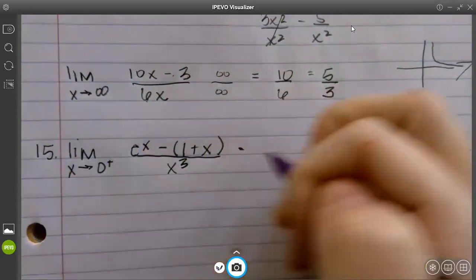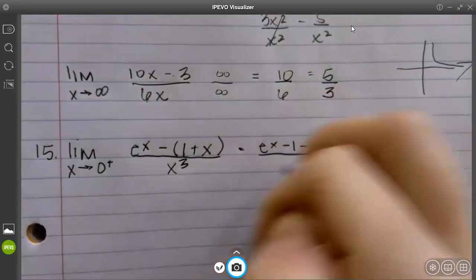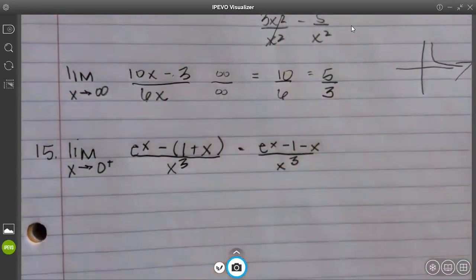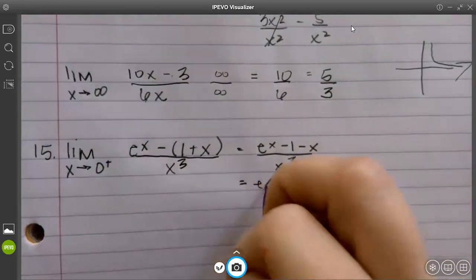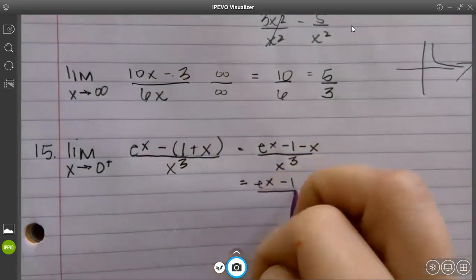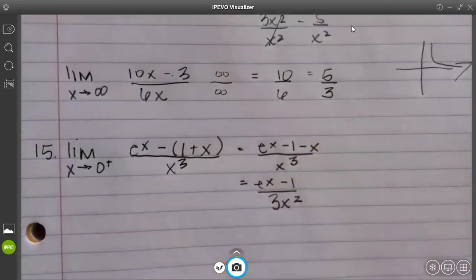We can clean this up a little bit by distributing the negative. And then, what can we do? Take the derivative. So what's the derivative? I'm gonna go e to the x minus 1 over. So this will also be an indeterminate form.